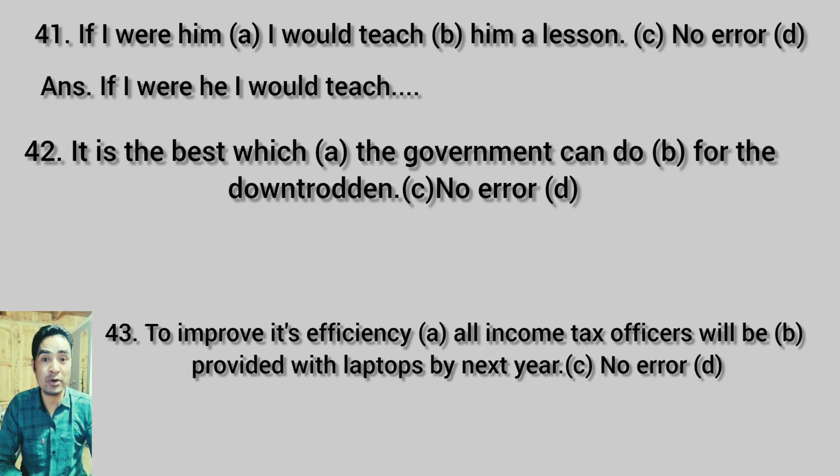But guys, a point to be noted: in informal American English, "it's me" is a correct sentence. But when we talk about British English, formal English, competitive examination English, we have to use the subjective case of personal pronouns after we family verbs. That's why "if I were he, I would teach him a lesson" will be the correct answer.